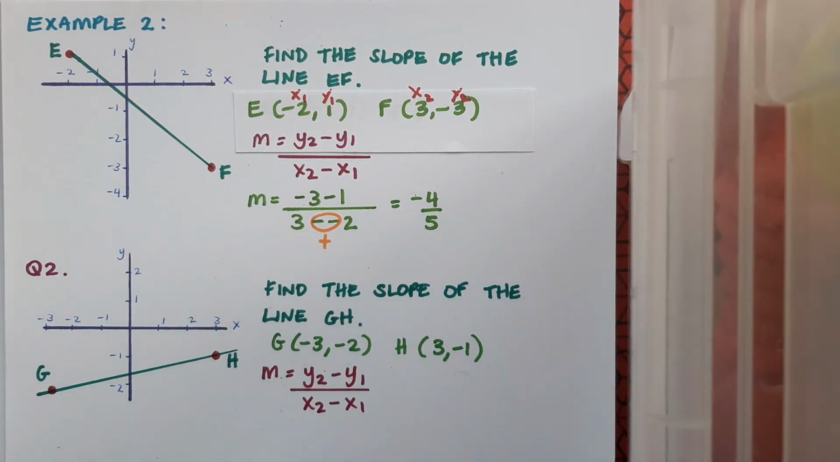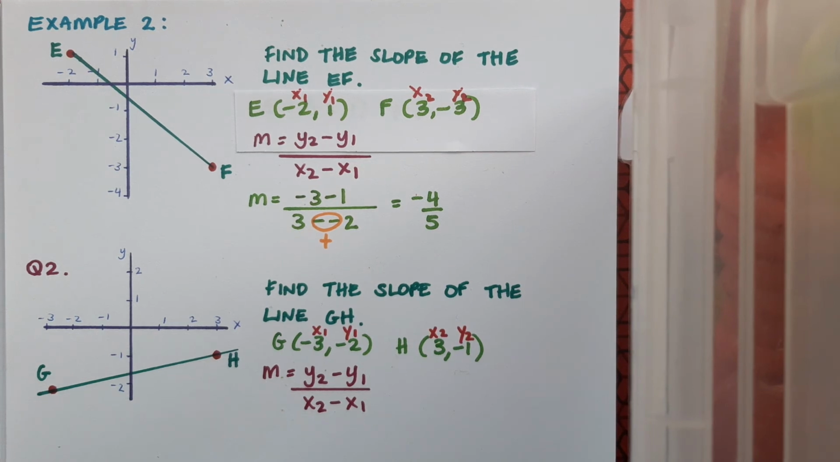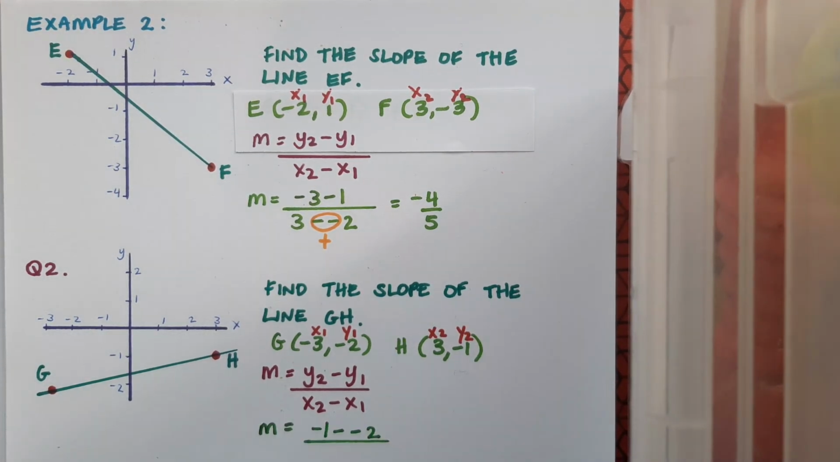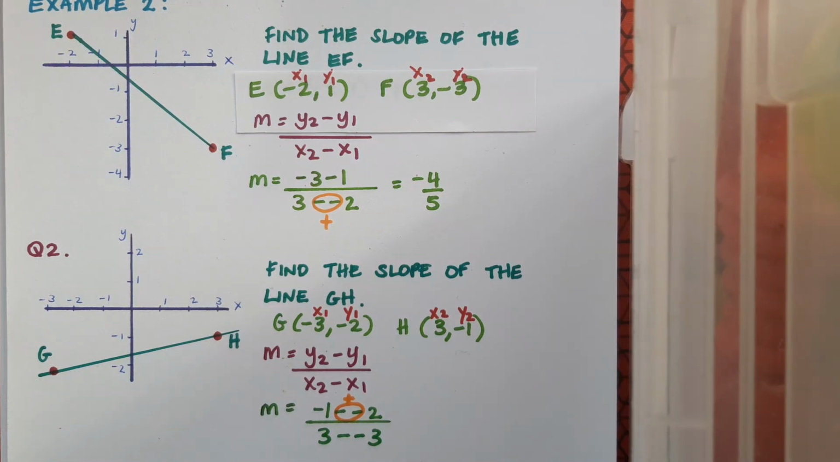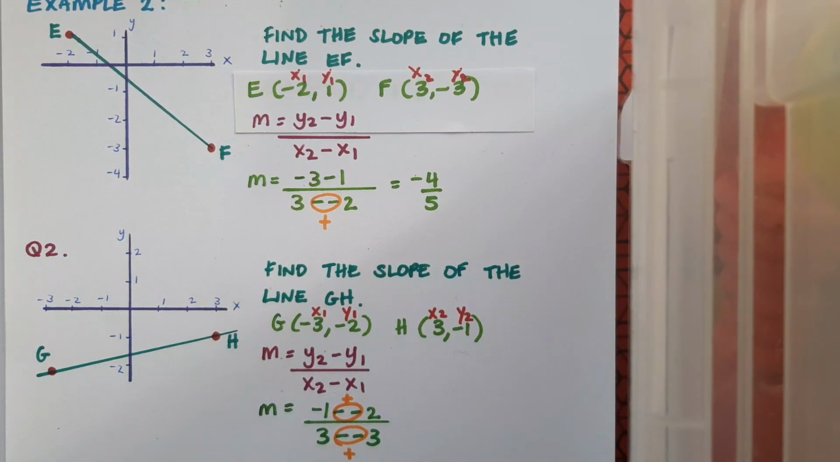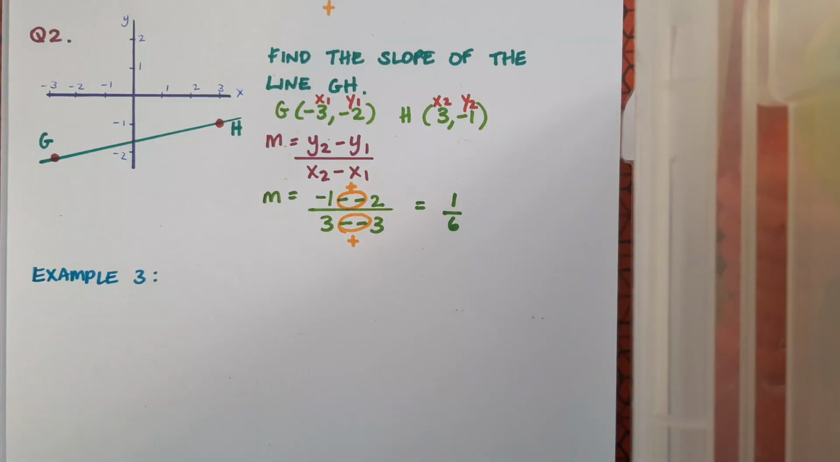I'm going to make a note of my formula. I'm going to label my points, and then I'm going to sub in. And on top I'm going to have -1 minus -2. Again, that double negative makes a plus. And in the denominator, I'm going to have 3 minus -3. And again, that makes a plus. My solution comes out as 1 over 6. And again, it's a positive number. And the line is sloping up. The line is increasing. It has a positive slope.